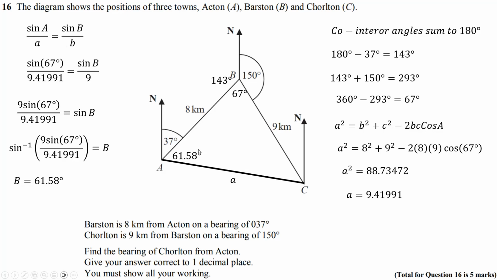Now just be careful, this isn't your answer, because Chorlton from Acton is this full angle here. Remember, we state the angles from north. So it's 37 plus 61.58, which is 98.58 degrees, and to one decimal place is 98.6. But because it's a bearing, we always add the placeholder 0 at the front, so it's 098.6 degrees.